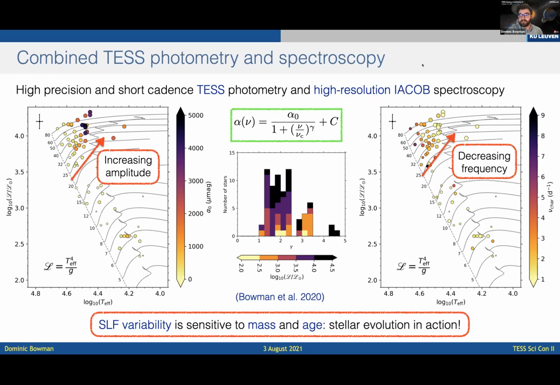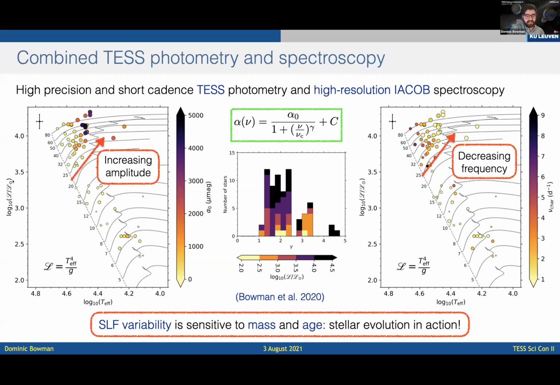And this is led by Sergio Simón-Díaz, who's the PI of IACOB. So we've been able to cross-match the TESS database with the 2-minute cadence light curves, which we need, a high cadence, to study the stochastic low frequency variability. And we've matched this with the IACOB database, and we've put them in the spectroscopic HR diagram.